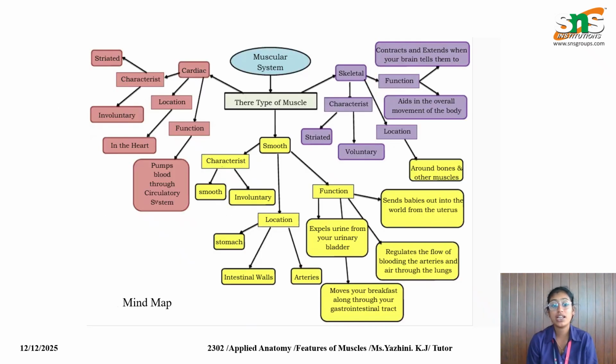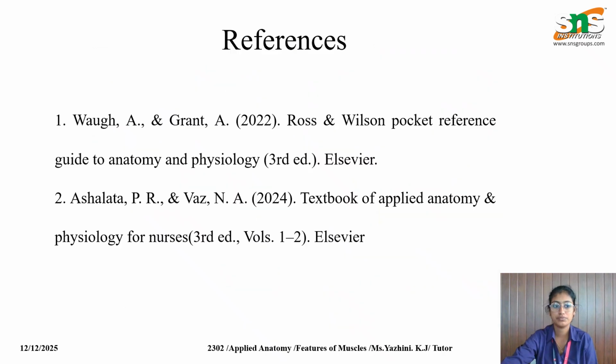From this, you can understand the mind map. Whatever we have seen through the slides, these are the characteristics of cardiac muscles, the characteristics of smooth muscles, and the functions of skeletal muscles. It is like a summary. By this, you can understand the keywords of each system.